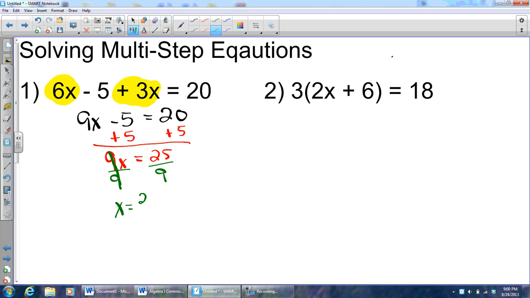Now, this is an acceptable answer, 25/9. Of course, if you want to turn this into a mixed number, you could say, well, 9 goes into 25 two times, excuse me. 2 times 9 is 18, which is 7 short of 25. And then I divide it by 9, 2 and 7/9.